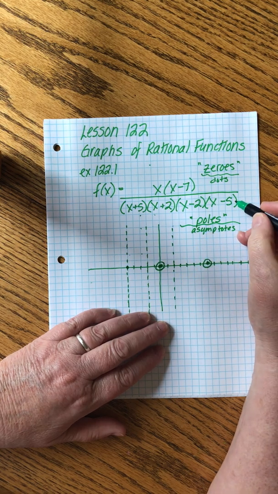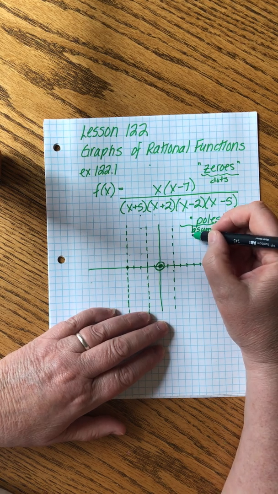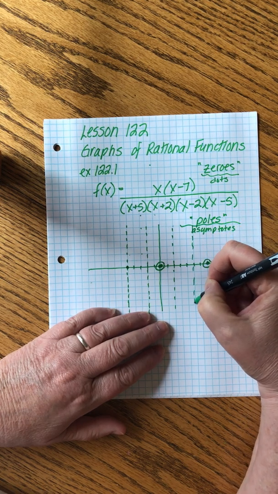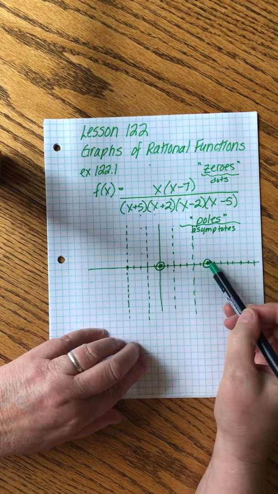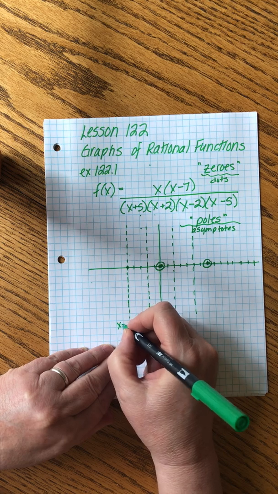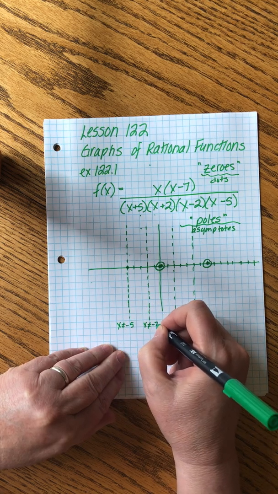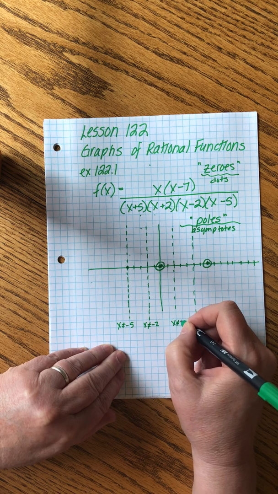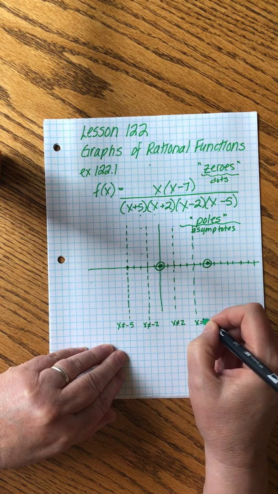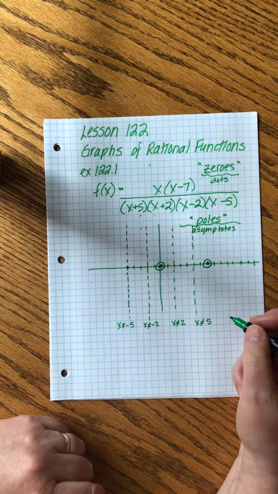And then x - 5, that says x cannot equal +5. So that would be here, right? So these are our zeros, and these are our poles. X cannot equal -5, x cannot equal -2, x cannot equal +2, and x cannot equal +5. That's where I get all of those.